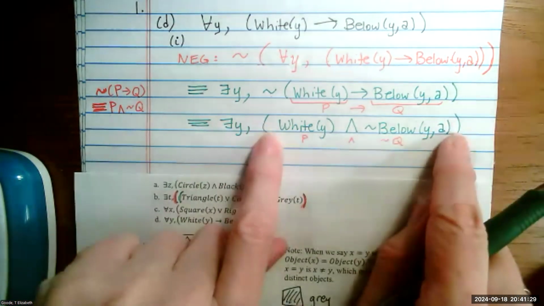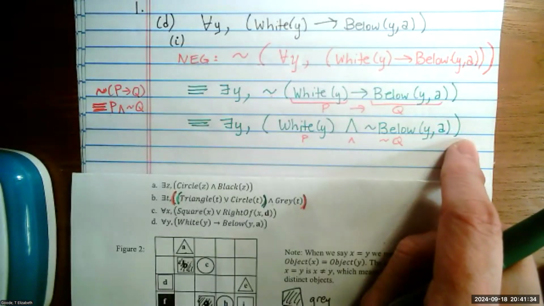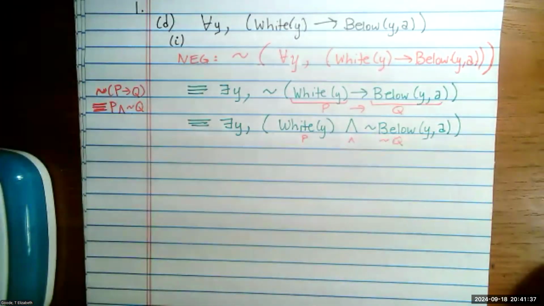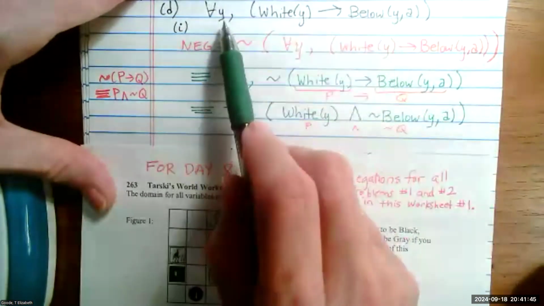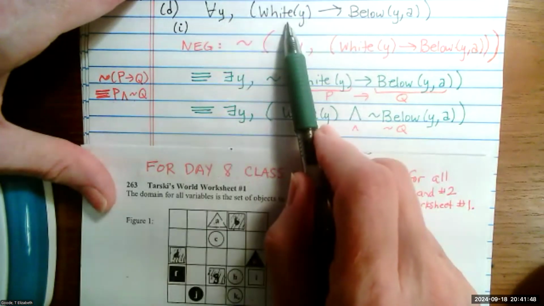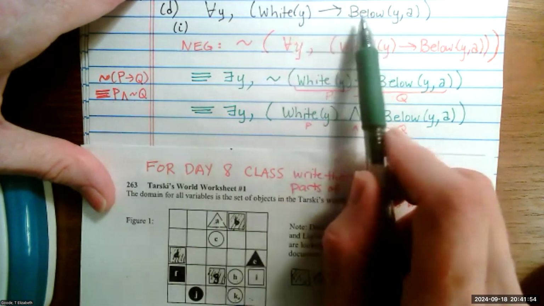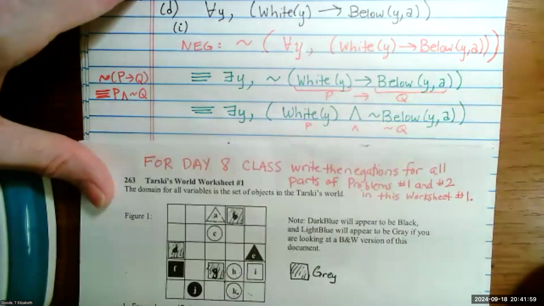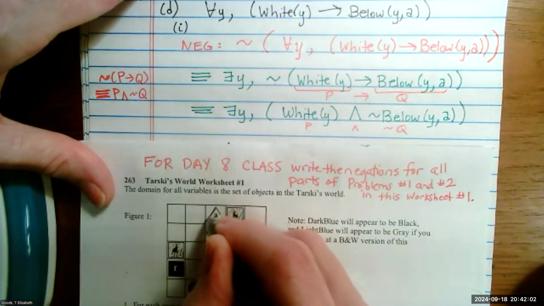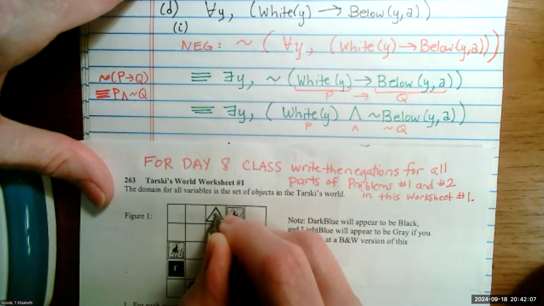So yeah, we did need parentheses because the whole thing is being quantified with there exists. Sometimes it's easier to figure out if an existential statement is true than a universal statement. But not always. If we just look at this original statement, it says for every object Y, if the object Y is white, then Y is below object A. So let's just look at the objects and see if it's true that if the object is white, then it's below object A.